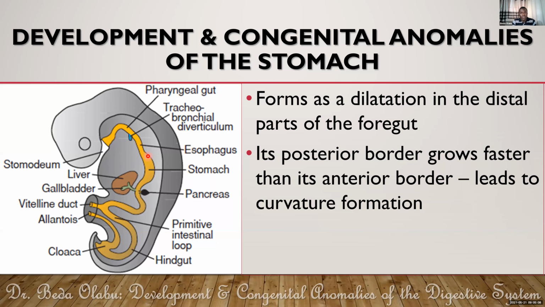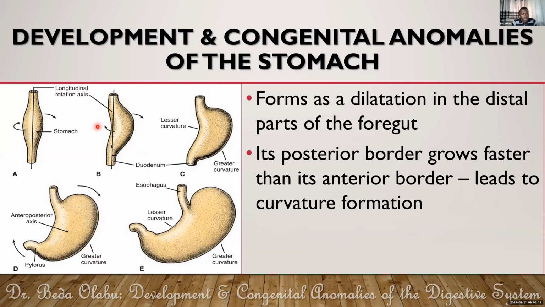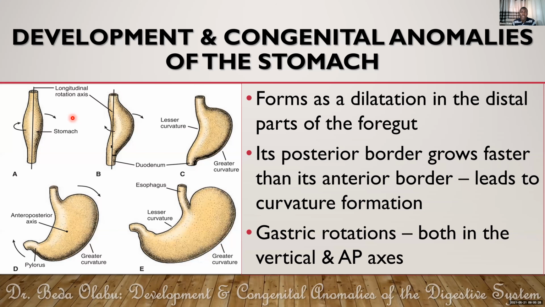After that, you can see that here. This is the lesser curvature, this is the greater curvature. While that is happening, the stomach undergoes rotation. There are two types of rotation that the stomach undergoes. The stomach rotates around the vertical axis, but it also rotates around the anteroposterior axis. Let's look at these two rotations and their implications.